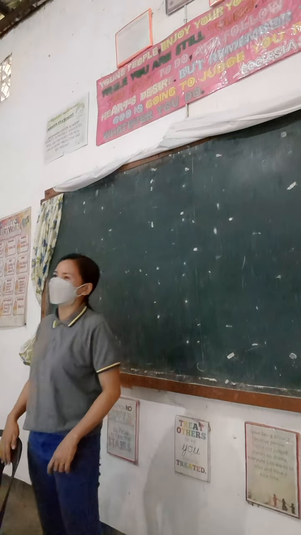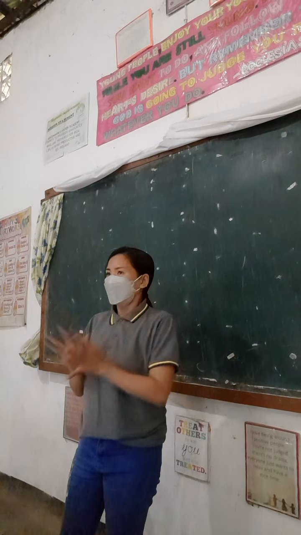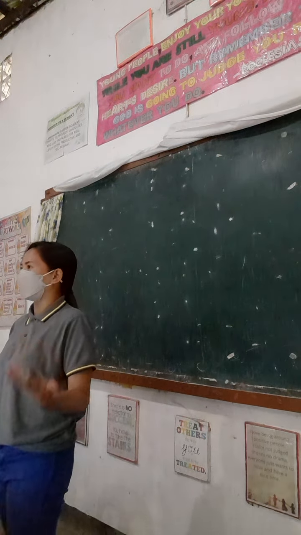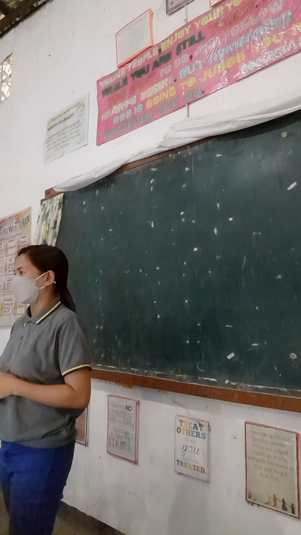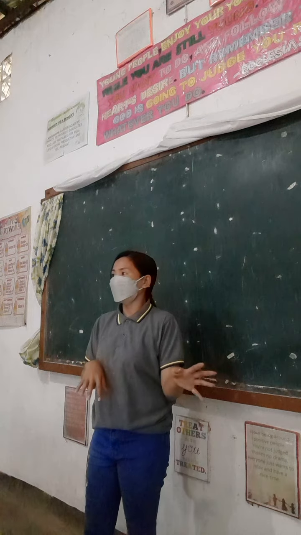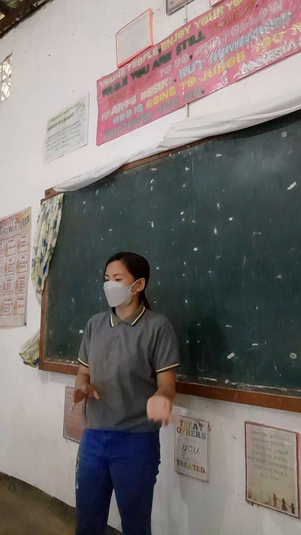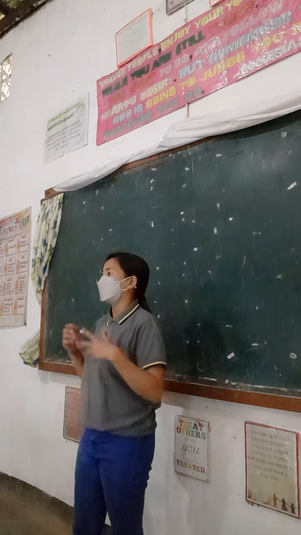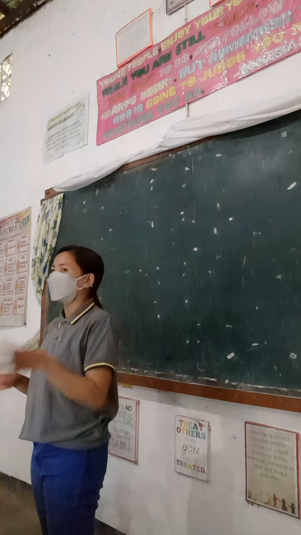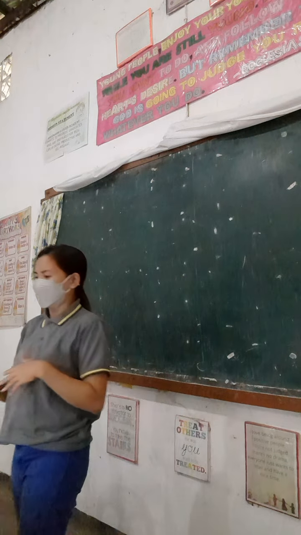So today we're going to discuss the fourth week of our module for this quarter. In this week, we are going to solve word problems involving angle of elevation and angle of depression. Since last time we already knew the trigonometric ratios and the definition of angle of elevation and depression, this time we just have to apply those trigonometric ratios to solve problems involving angles of elevation and depression.